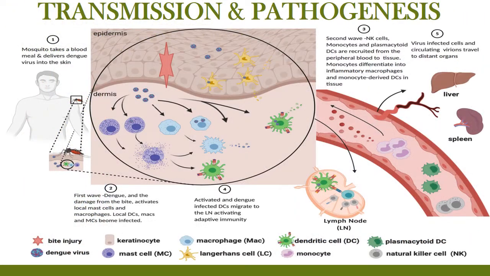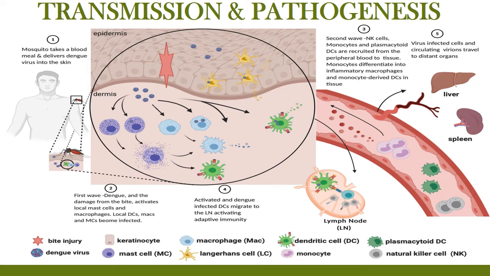And about the transmission and pathogenesis of dengue fever, there are different modes of transmission: mosquito to human transmission, human to mosquito transmission, maternal transmission, that is from a pregnant mother to the fetus, and other transmissions like blood organ transplantations, blood transfusions, or the use of blood products.